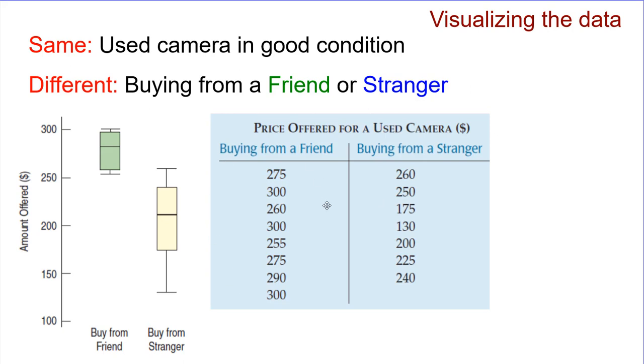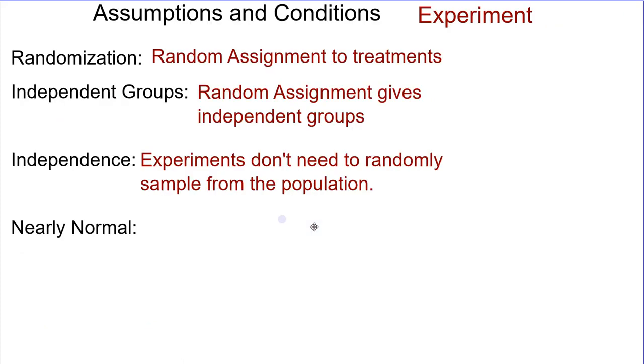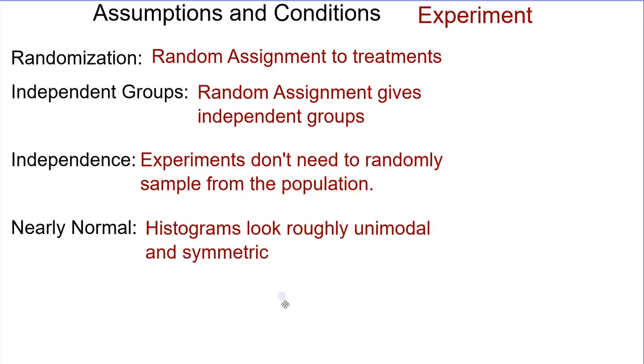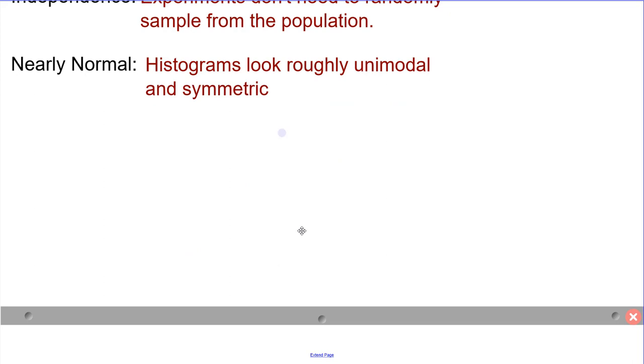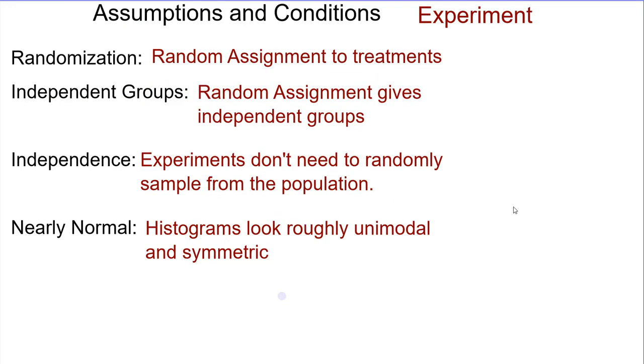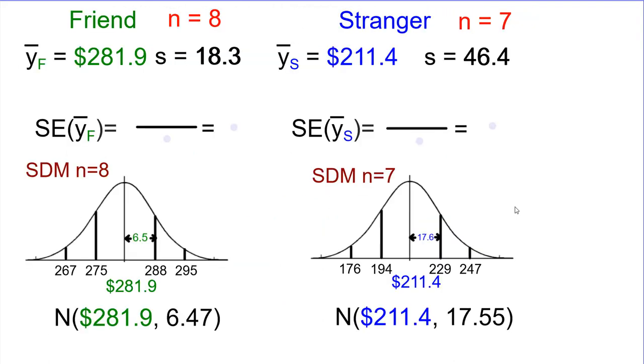Also, with a larger sample size, we're taking the average of 1, 2, 3, 4, 5, 6, 7. I know it sounds small, but this is a larger sample when we're taking a mean. Even if this is slightly skewed with buying from a stranger, it's okay because the central limit theorem is going to kick in and make the sampling distribution model become more nearly normal. So the histograms look roughly unimodal and symmetric. I guess maybe we did have histograms, but I was looking at box plots, so I don't know what I was talking about there.